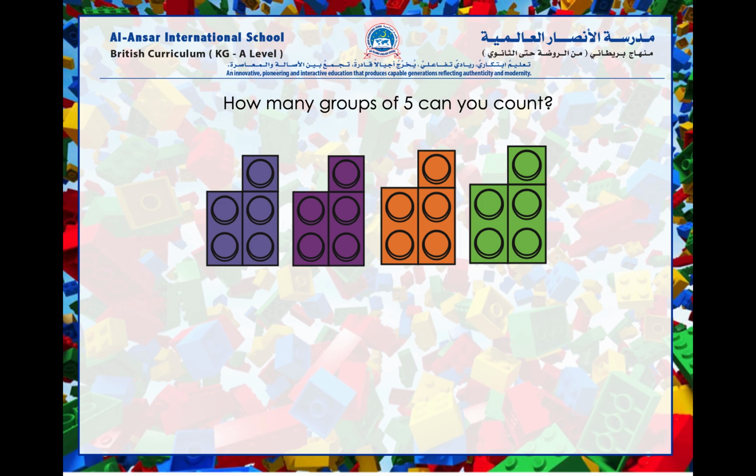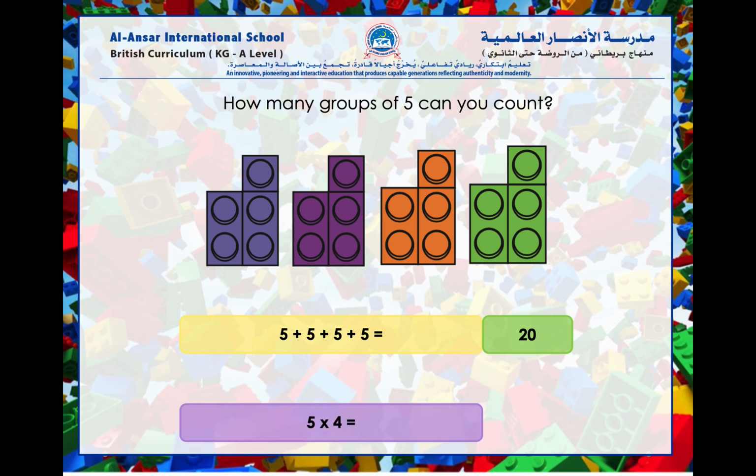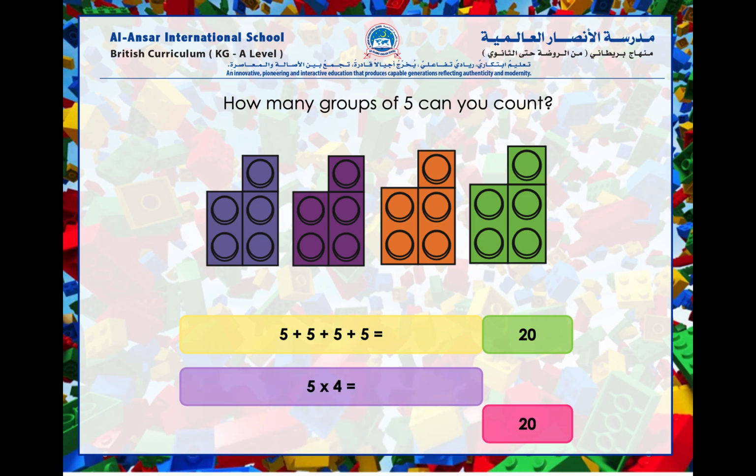Let's try this one. How many groups of 5 can you count now? So here we have 1, 2, 3, 4 groups of 5. So we will say 5 plus 5 plus 5 plus 5. Can you guess what it equals? Remember, the number always ends in a 0 or a 5. If you've guessed that it equals 20, you are a star. Well done. So to make it easier, we can say 5 times 4 equals 20.